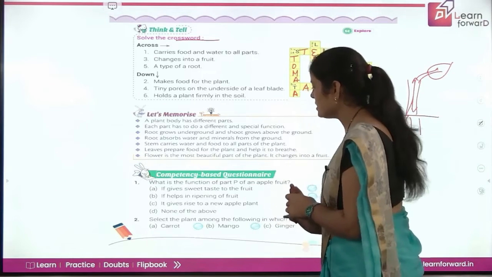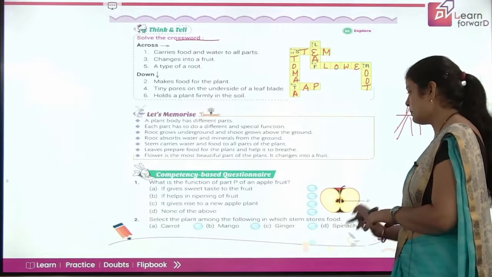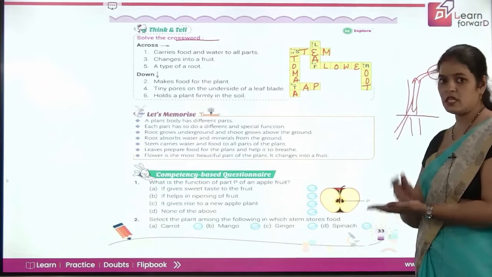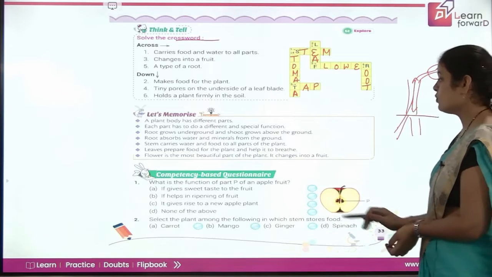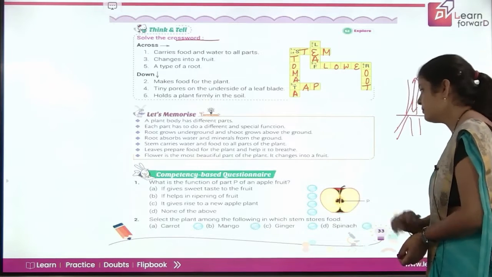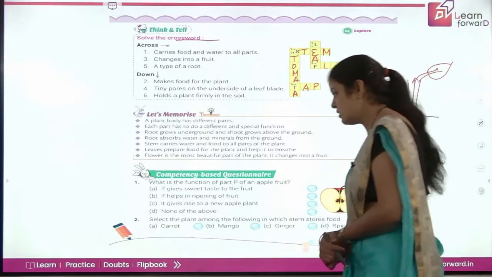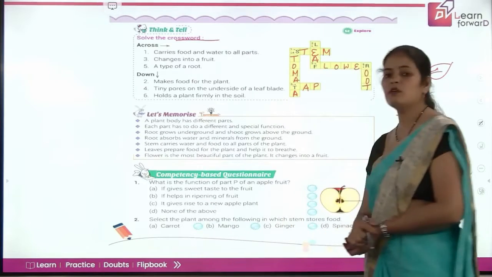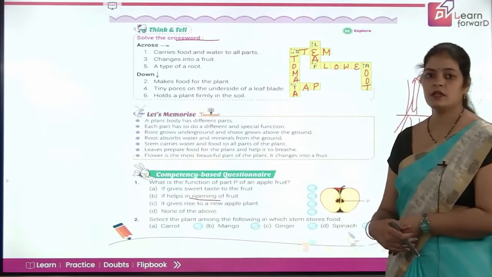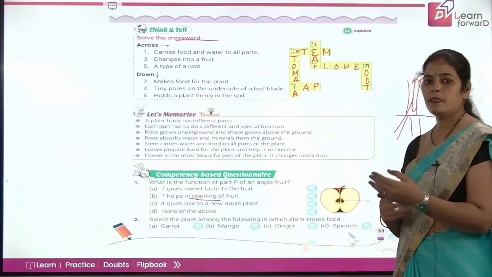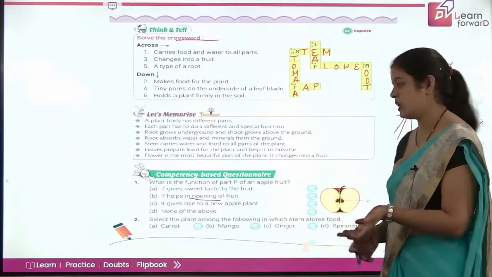Now next is the competency based questionnaire present over here. You have to answer these. What is the function of the part P? This is the cross section, a half cut apple, and two seeds are there. You have to answer what is the function of this part P of an apple fruit. This is a seed. So what function does the seed hold? It gives sweet taste to the fruit? No. It helps in ripening of the fruit. What does ripening mean? Changing into a ripened form, which means the raw fruit is changing into a sweeter form. That is called ripening of the fruit.